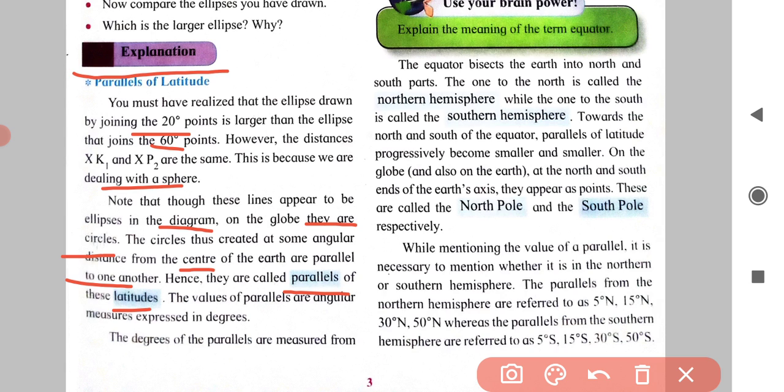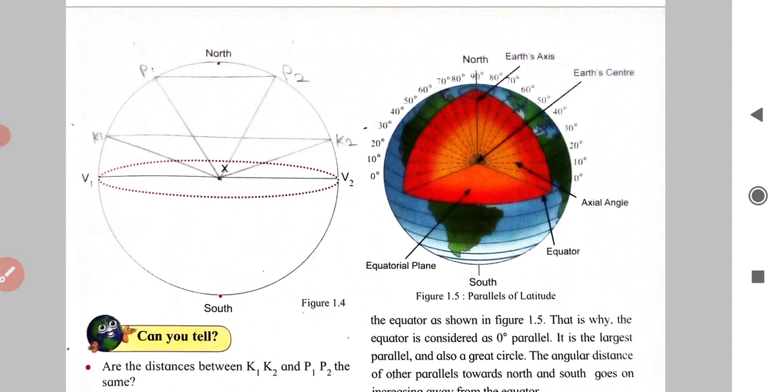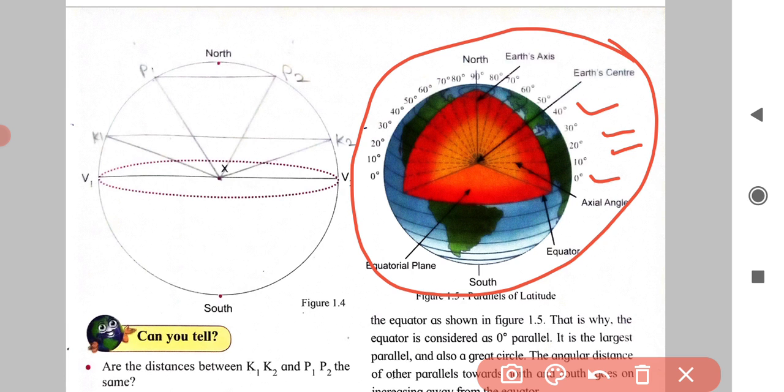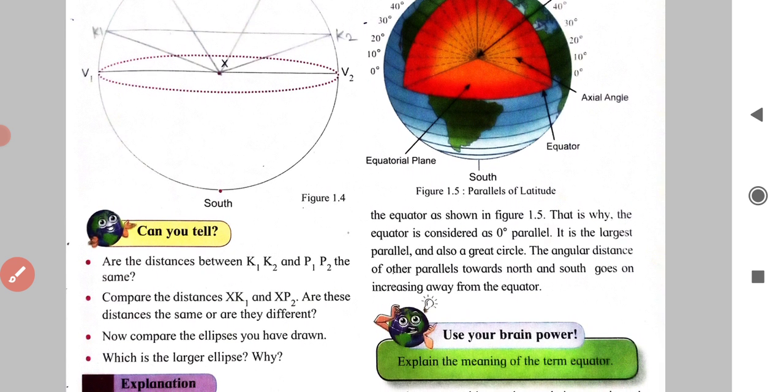The values of parallels are angular measures expressed in degrees. And how are they expressed? They are expressed in degrees. The degrees of the parallels are measured from... see how these degrees are measured, we will understand. Here we have another figure 1.5, dear student. You can see 0, 10 degree, 20 degree, 30 degree, 40 degree, 50 degree, 60, 70, 80 and 90. Yes, how are these measured? Now we will understand how these parallels of latitude are measured.